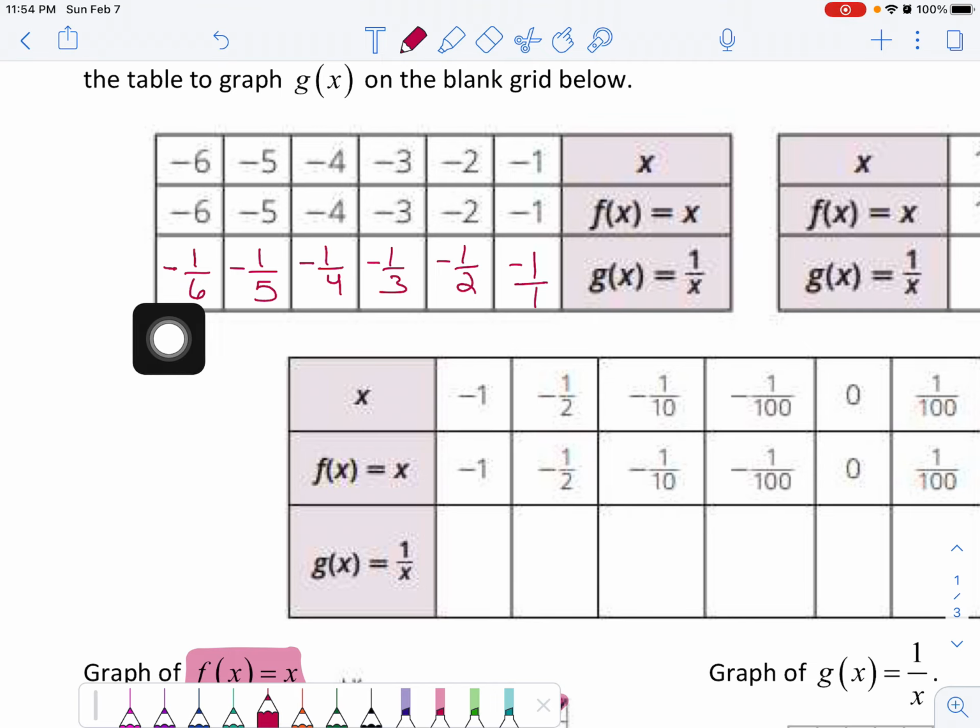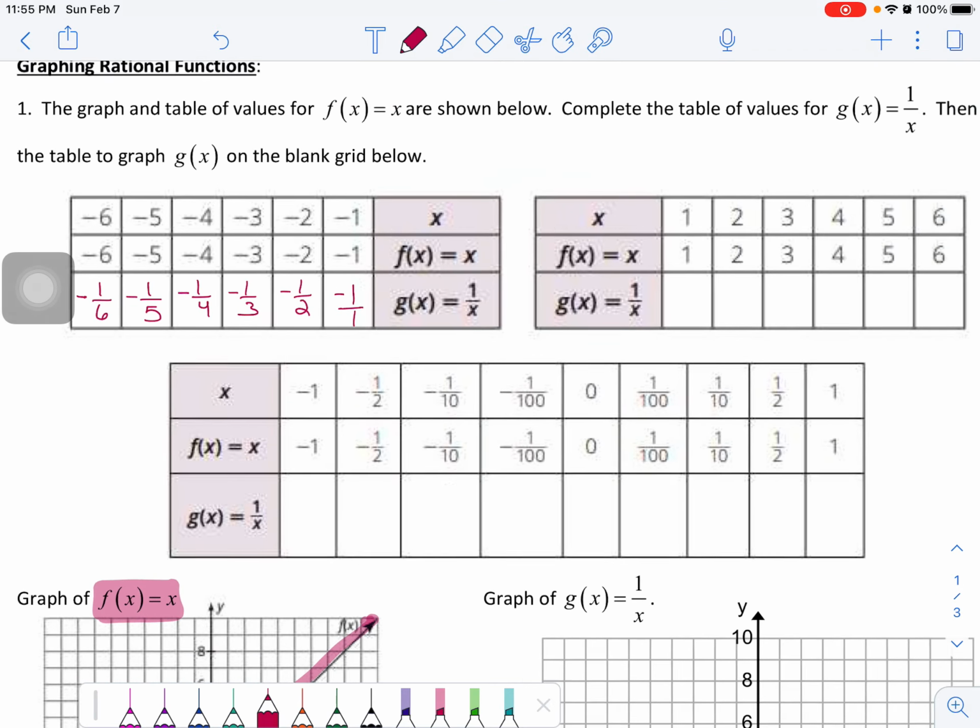A -1/6, kind of ignore the negative for right now, is closer to the x-axis than -1 is. So -1 is further away from the x-axis than -1/6 would be when we graph the function value.